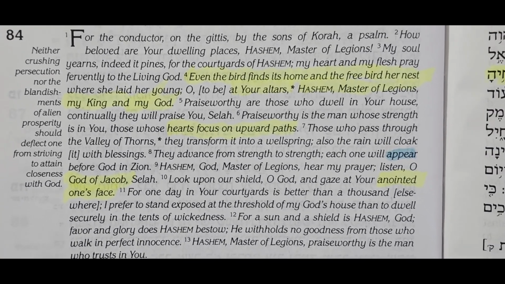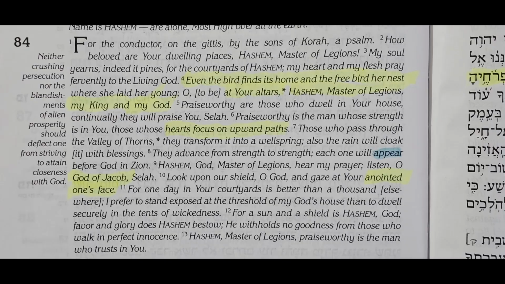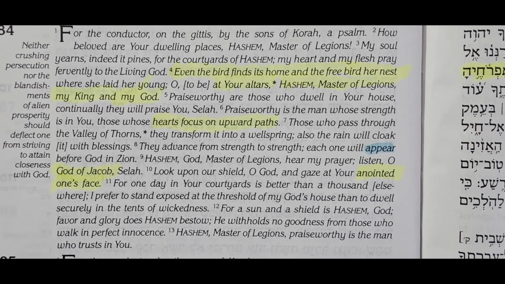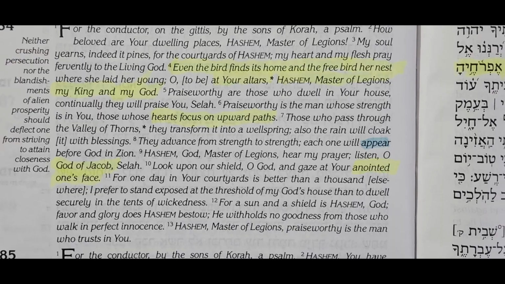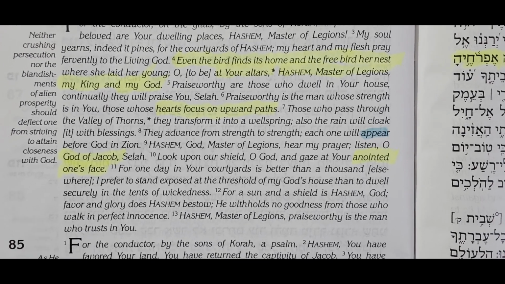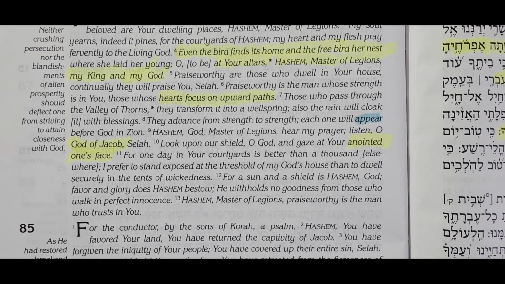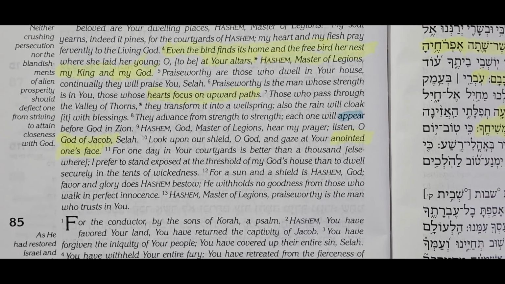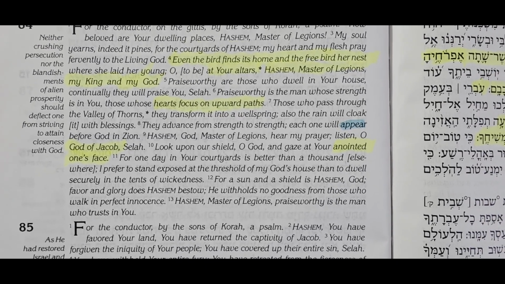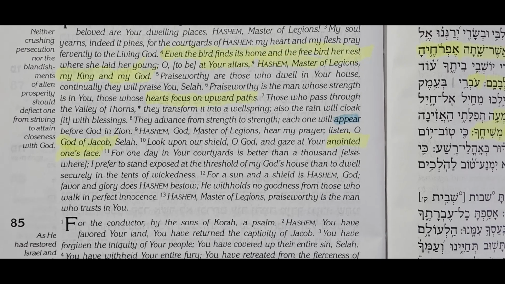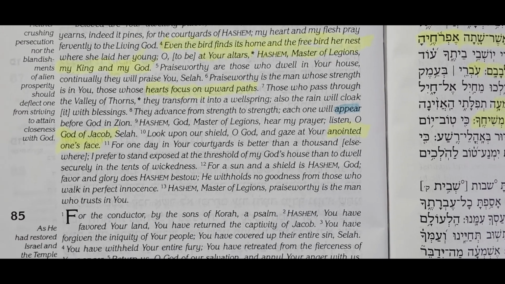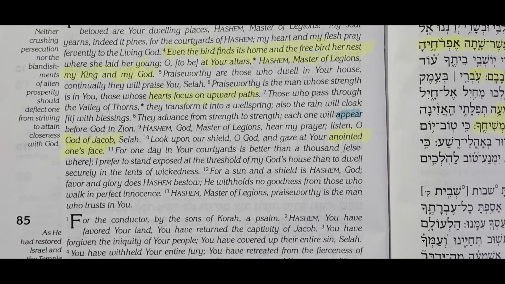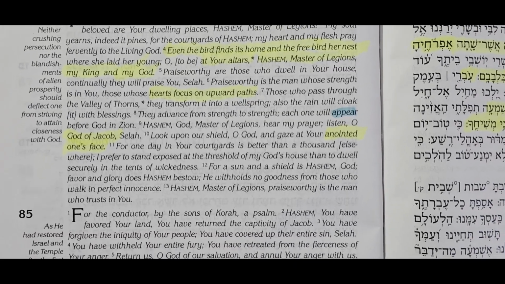Even the bird finds its home, and the free bird her nest, where she laid her young. Oh, at your altars, right? Remember a fire offering to Hashem? Hashem, Master of Legions, my King and my God, praiseworthy are those who dwell in your house continually. They will praise you, Selah. Praiseworthy is the man whose strength is in you, those whose heart focus on upward paths.